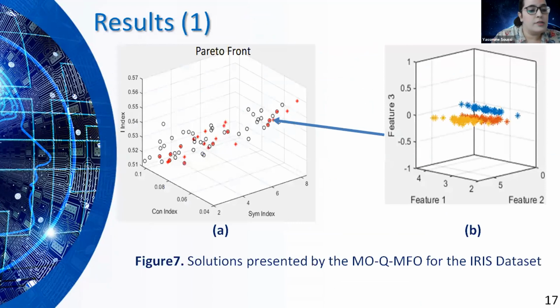Result. Figure 7 presents the solution obtained by the application of MOQMFO over the iris dataset. Figure 7a shows solutions presented by circles colored in red and white. The red are the non-dominated solutions that present the set of Pareto optimal solutions, while the white are the dominated solutions. The solution from the red solutions is detailed in figure 7b, where we observe the iris dataset presented in 3 dimensional space and divided into 3 clusters: red cluster, yellow cluster, and the blue cluster.